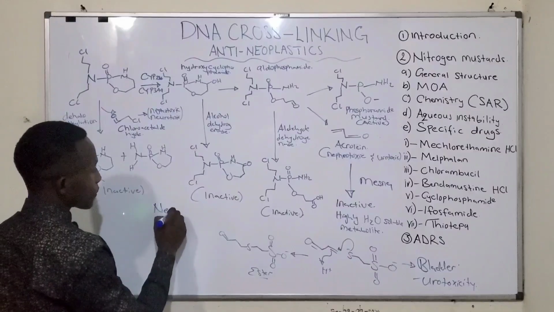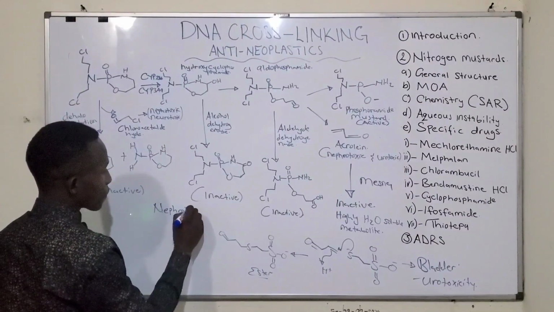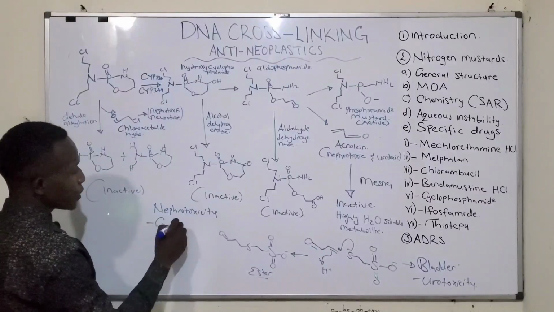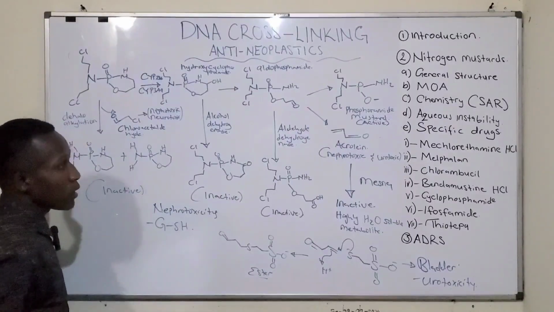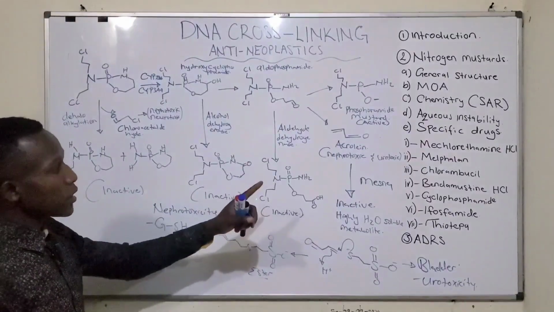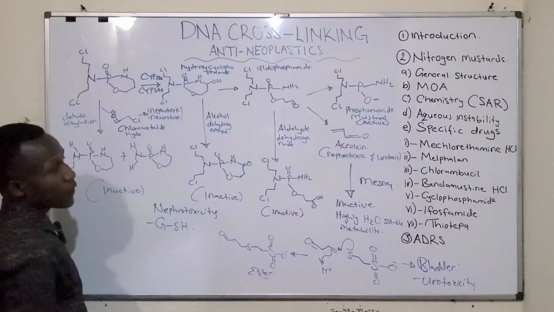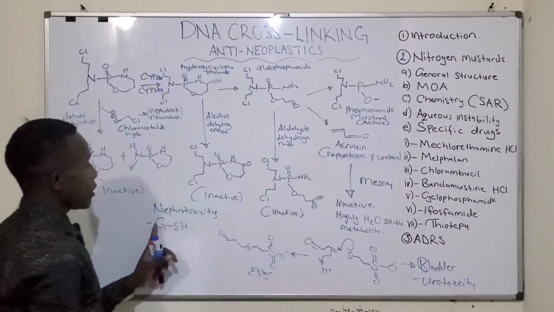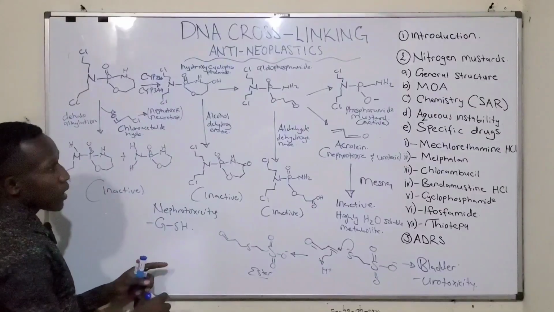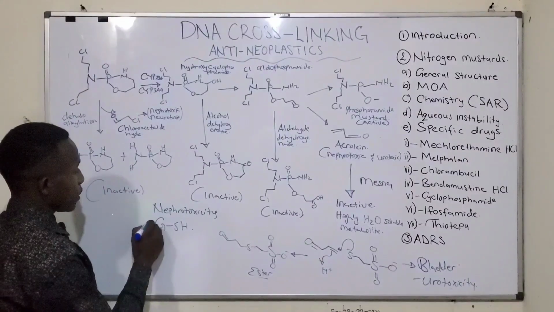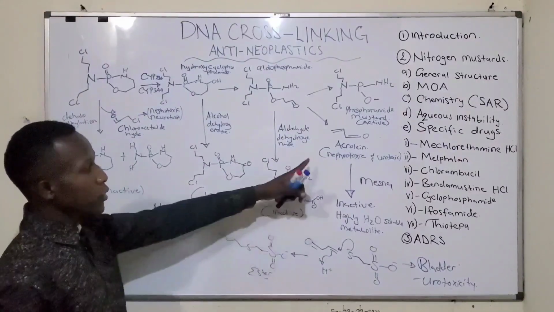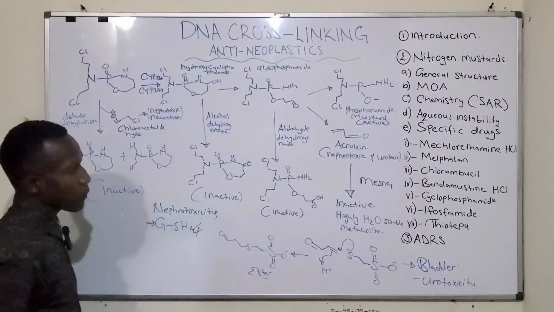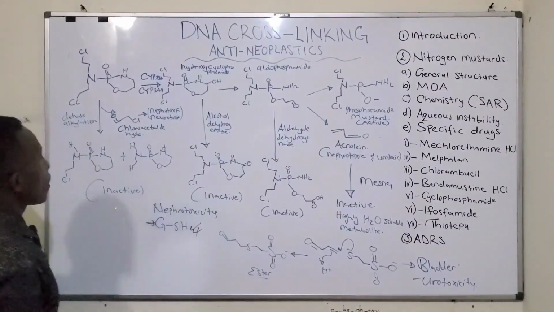For nephrotoxicity, the glutathione is enough for the nephrotoxic effect. But if the drug concentration increases, of course, it can overcome the glutathione. If the dose increases, then we have the nephrotoxicity. But at normal doses, glutathione alone is enough for that effect.